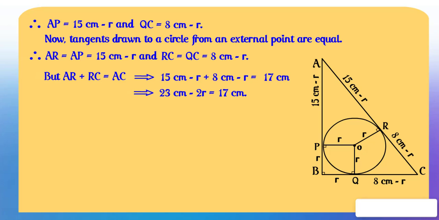This implies 23 cm minus 2R is equal to 17 cm. This implies 2R is equal to 23 cm minus 17 cm. This implies 2R is equal to 6 cm. This implies R is equal to 3 cm.